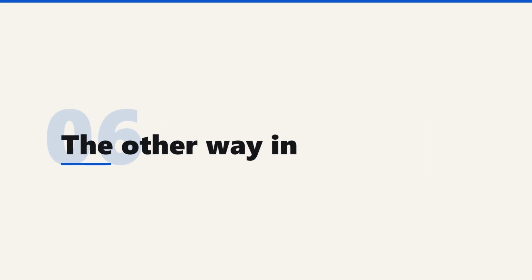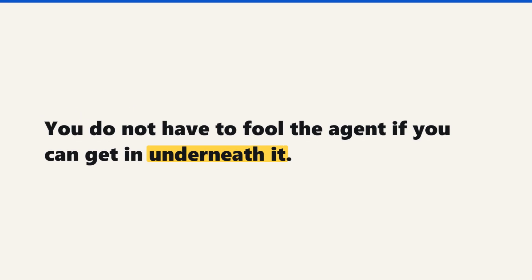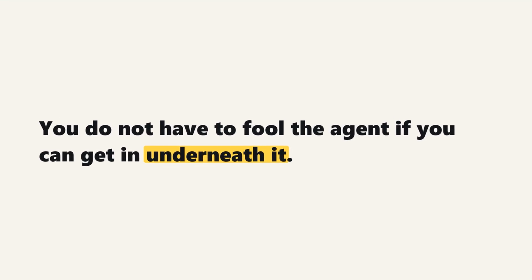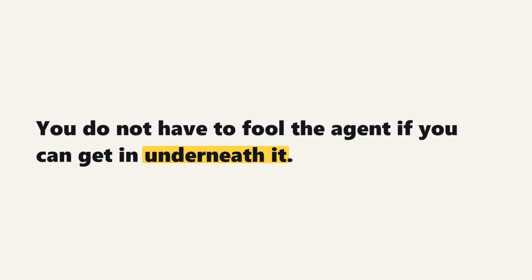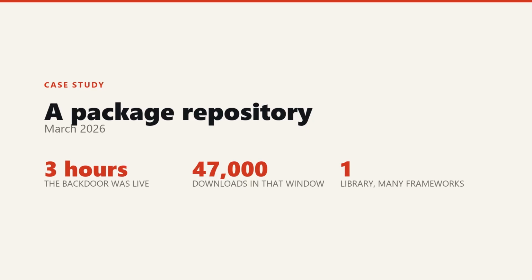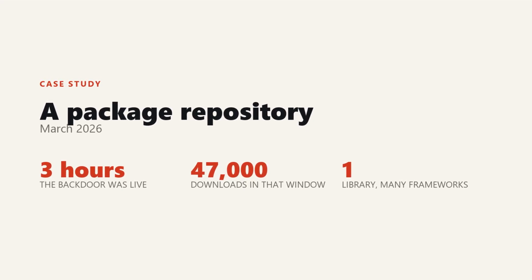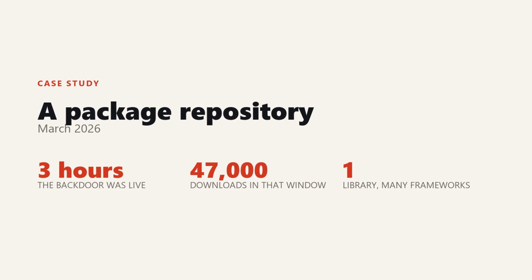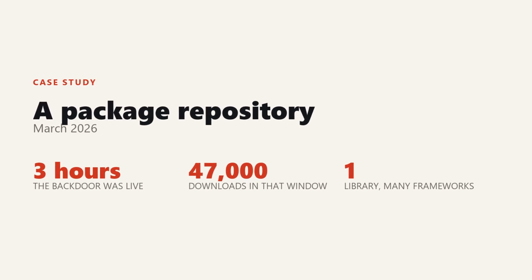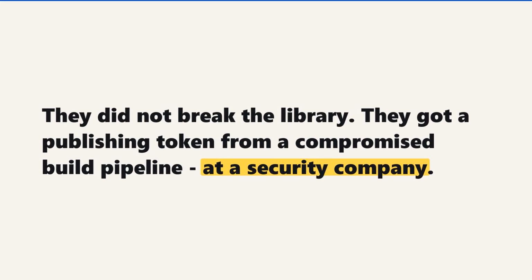There is a second route in, and it is one people rarely picture. You do not have to fool the agent if you can get in underneath it. In March 2026, 2 backdoored versions of a widely used library were published to the main Python package repository. They were live for around 3 hours. In that window, they were downloaded roughly 47,000 times. The library was not obscure. It is the gateway that a number of well-known agent frameworks route their model calls through. The way in is the part worth remembering.